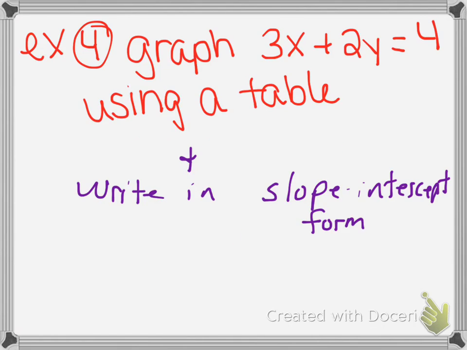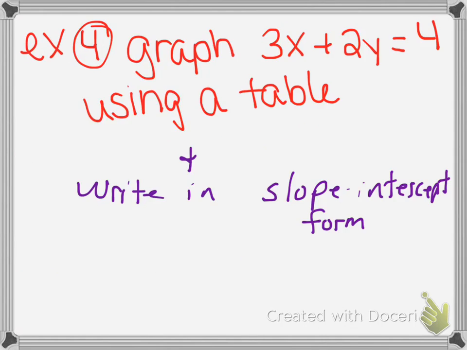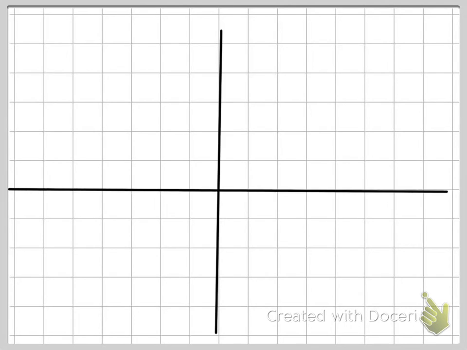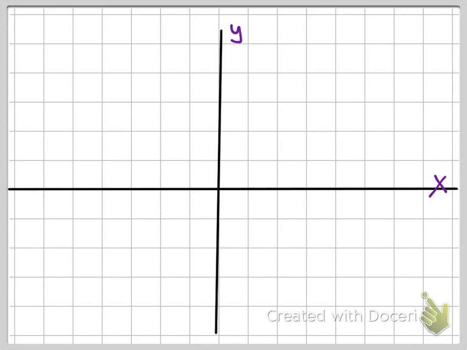Alright? So, example 1, we got y equals 2x plus 3. I'm going to have to draw up a coordinate plane. Alright, so here's a coordinate plane. I'm going to draw the y-axis and the x-axis. Make sure you know which is which. Okay? And we were graphing y equals 2x plus 3. So I'm going to write that somewhere right here. Y equals 2x plus 3.